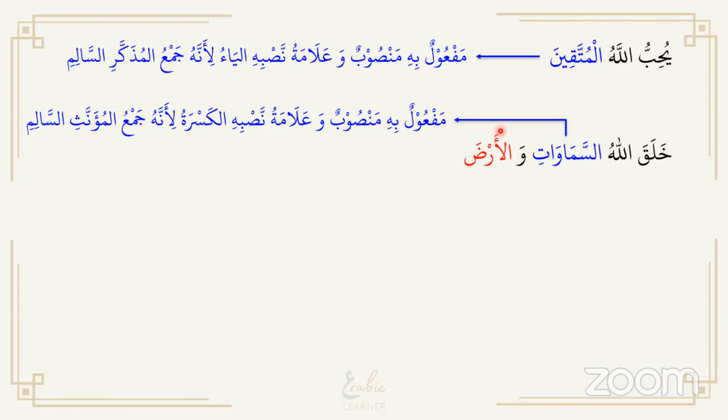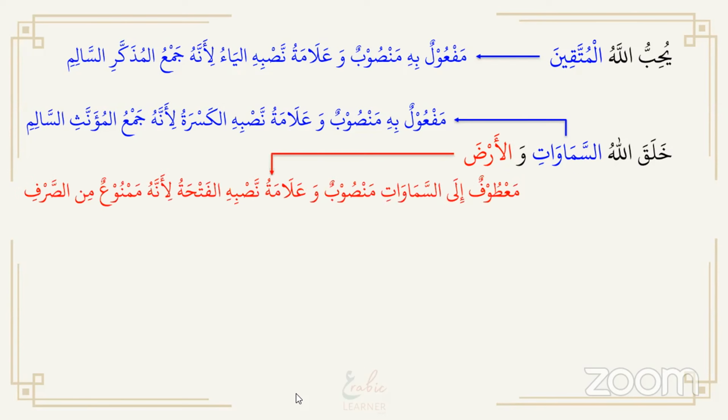How will you describe والأرض? Again, this is مفعول به منصوب, wa alamatul nasbihi is al-fathatu. And al-arda is from what category of nouns? It is from mamnu' min as-sarf. It is ma'tuf to the samawat, so that's why it is mansub. Wa alamatu nasbihi al-fathatu li'annahu mamnu' min as-sarf.